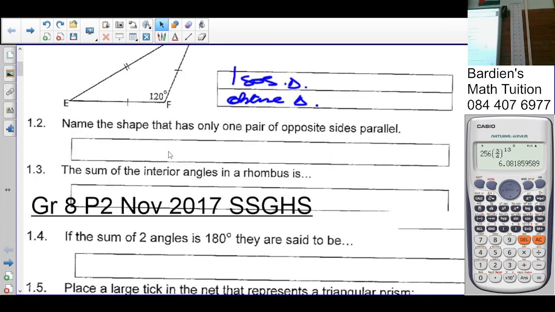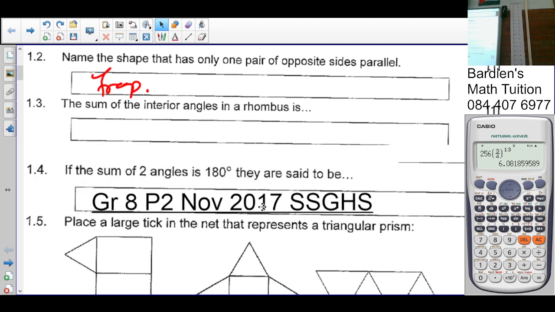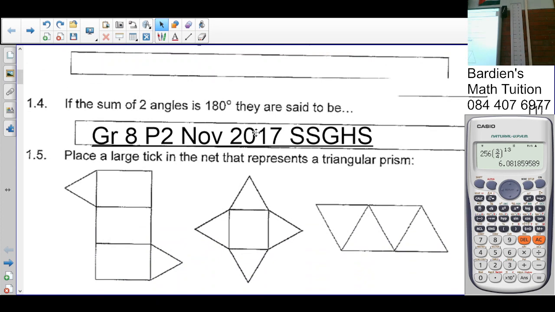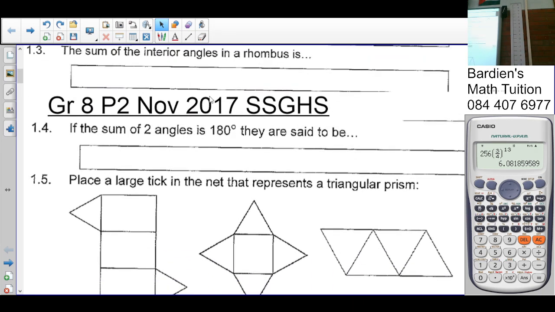In 1.2 we are told to name the shape that has only one pair of opposite sides parallel, which is a trapezium or a trapezoid. The sum of the interior angles of a rhombus is, what does interior mean? The sum of the interior angles of a rhombus adds up to 360. Any quad adds up to 360 degrees.